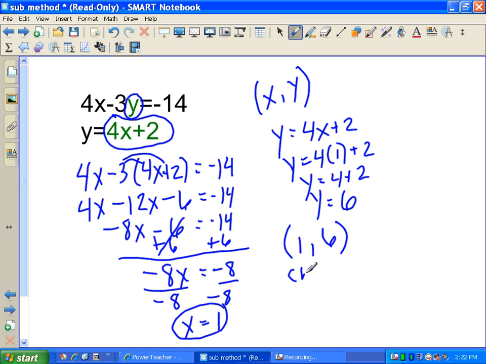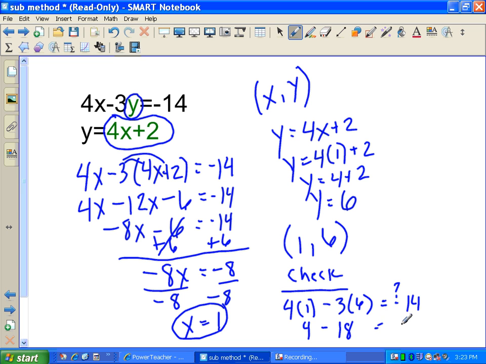Again, a quick check. If we do 4 times 1 minus 3 times 6, is that equal to negative 14? 4 times 1 is 4. Negative 3 times 6 is negative 18. That's definitely negative 14, so we're all set there.